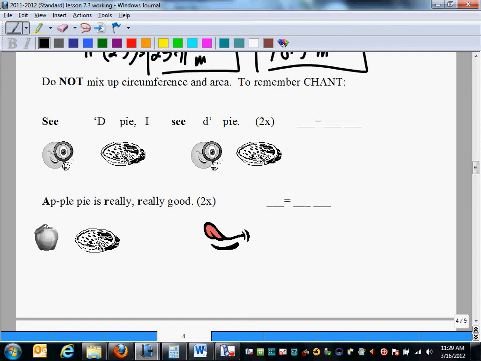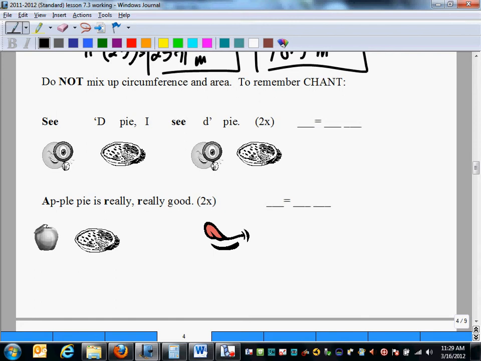Ready? One more time. Move your lips. Say it with me. C, C pie. I see C pie. C, C pie. I see C pie. Apple pie is really, really good.